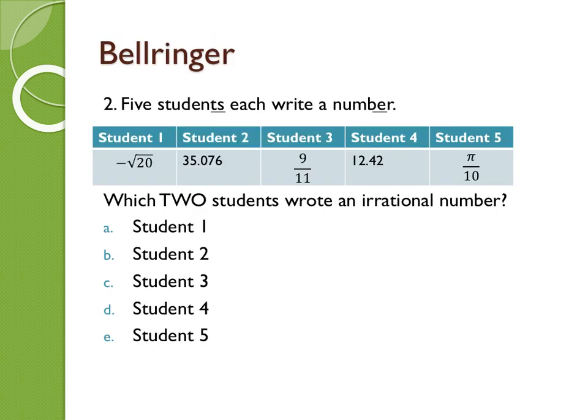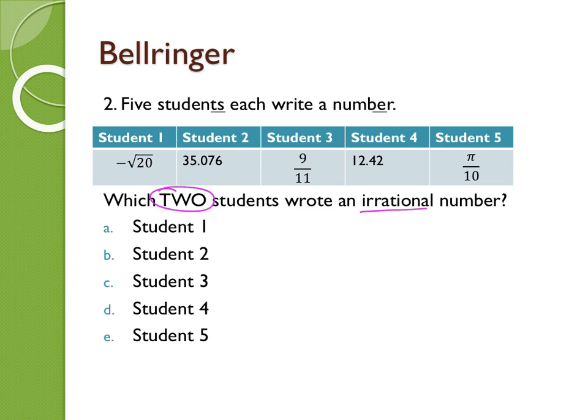Bell ringer number 2. 5 students each write a number. We have student 1 is negative square root 20. Student 2, 35.076. Student 3, 9 over 11. Student 4, 12.42. Student 5, pi over 10. Which two students wrote an irrational number? So we're looking for two answers.